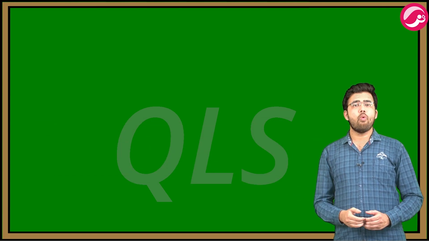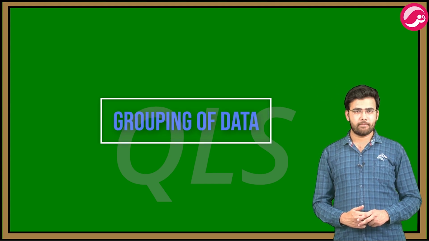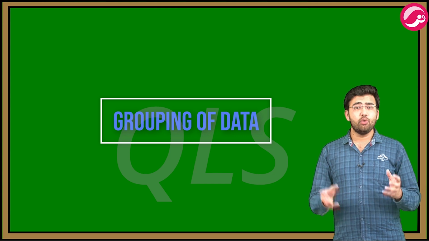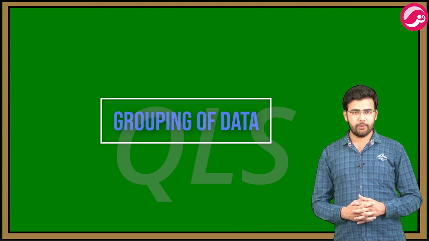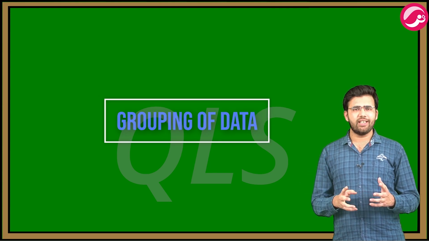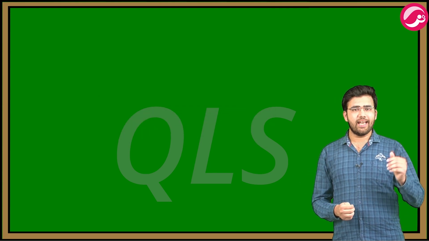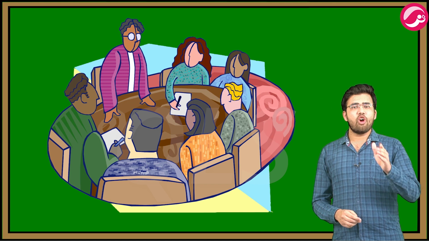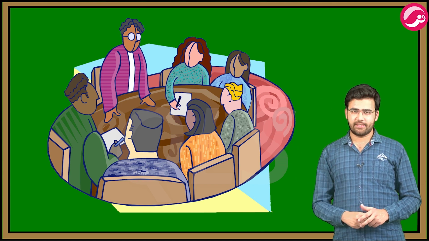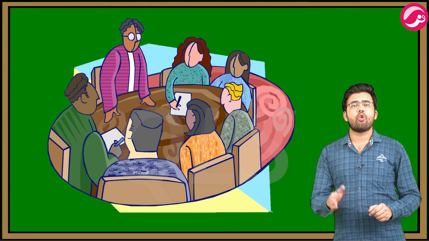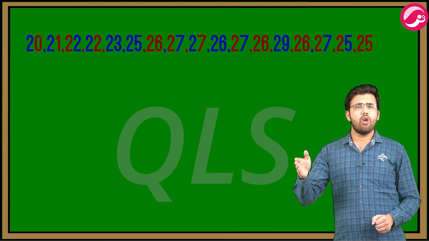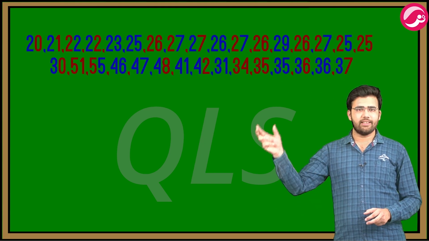Now we will study what is grouping of data. Sometimes data is very huge and it is not easy to create a frequency distribution table. Also, there will be a lot of categories, so it will be difficult to distinguish. Let's understand with an example. A class of 50 students was given a biology test of maximum mark 60. Here is the test score of the students. 20, 21, 22, 22 and so on are given. You can see here the data.